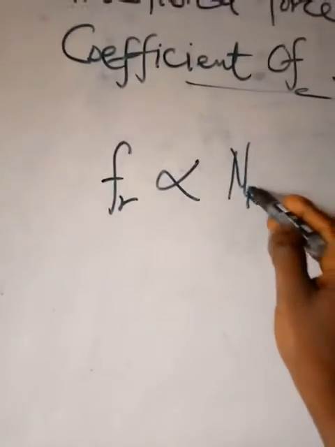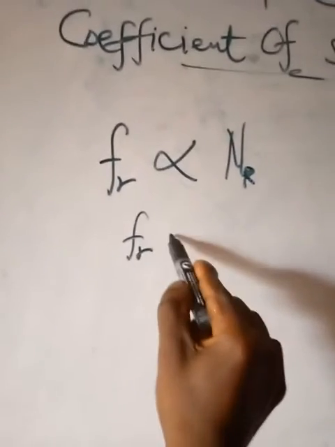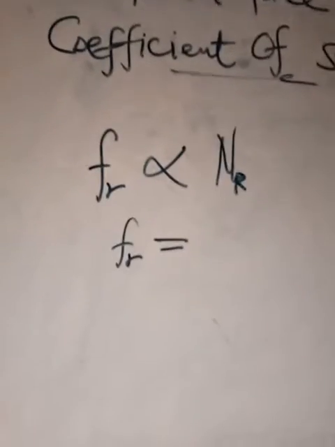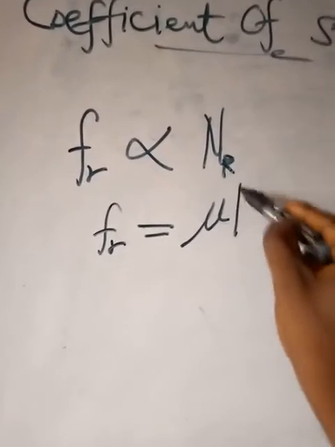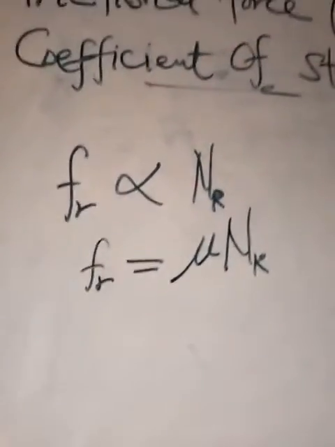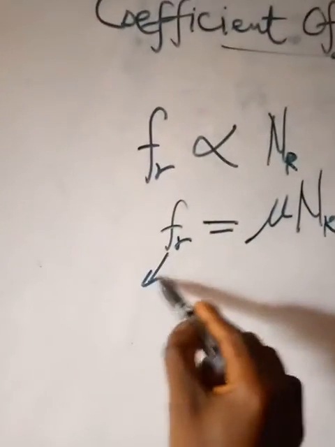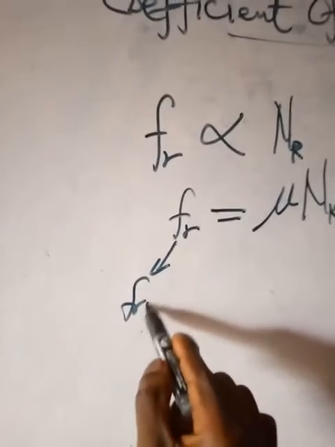Frictional force is directly proportional to normal reaction. This is variation. If you change it to an equality sign, it's going to attract a constant. The constant that it attracts is what we call the coefficient of static friction, where this is the frictional force.